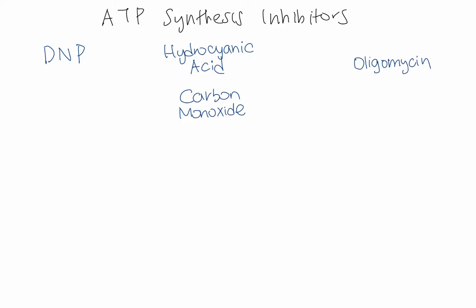Here in this short video, we're going to talk about some inhibitors to ATP synthase. So the four examples I have for you here are DNP, hydrocyanic acid, carbon monoxide, and oligomycin.